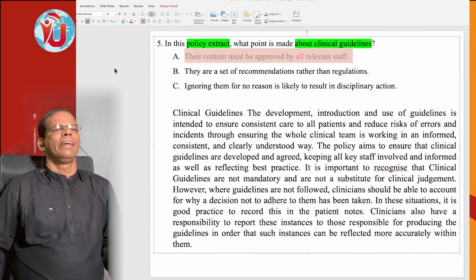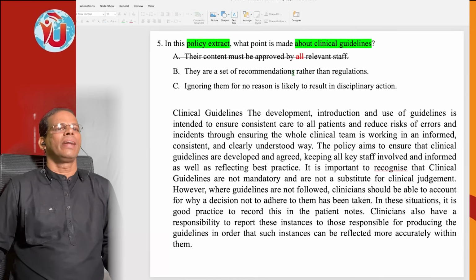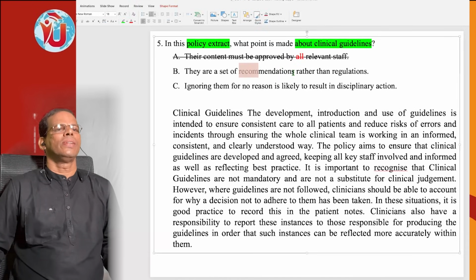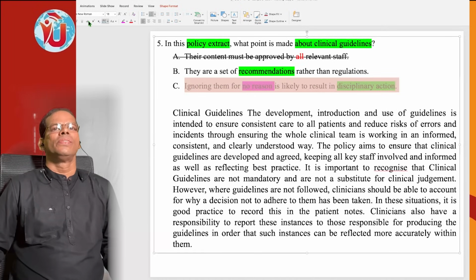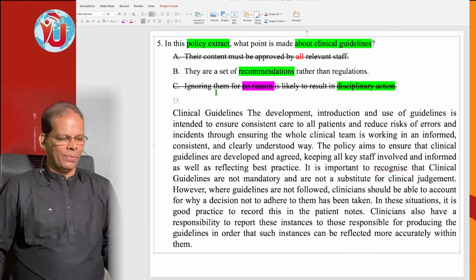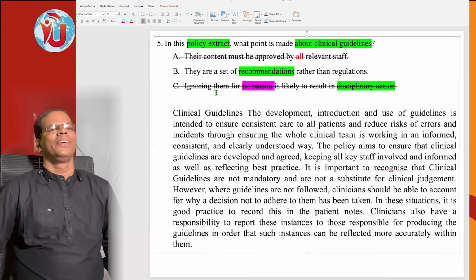They are a set of recommendations rather than regulations. They are recommendations, not regulations. Ignoring them for no reason is likely to result in disciplinary action. Disciplinary action will be taken. Ignoring them for no reason means zero reason, right? You understand it? The meaning is absolute. So what happens? Eliminate. So what is left? Only option B.